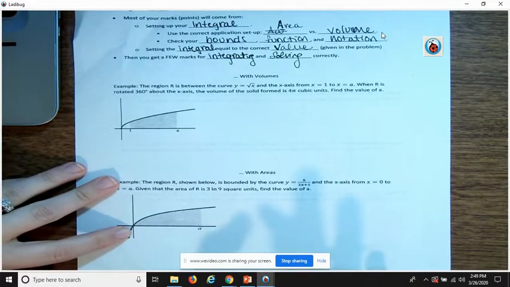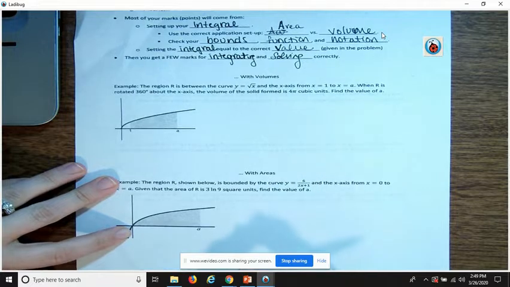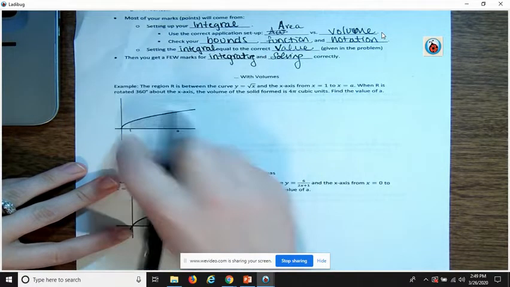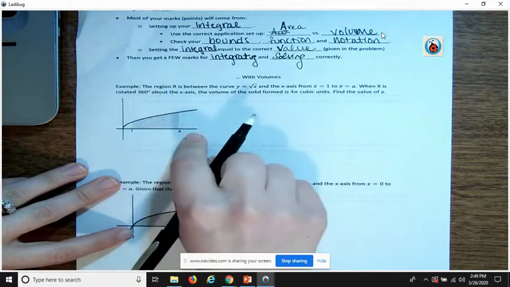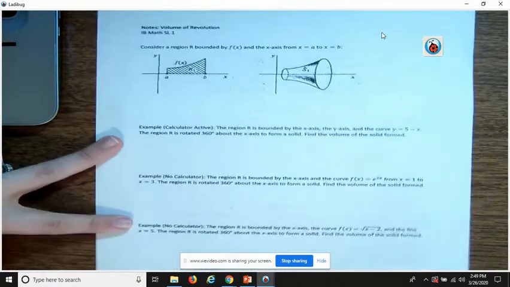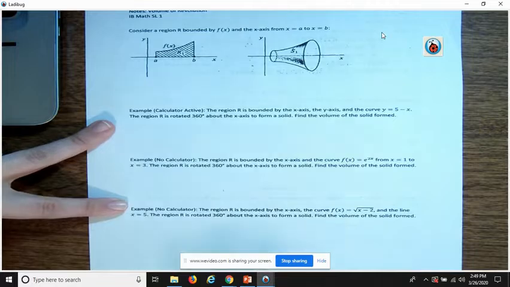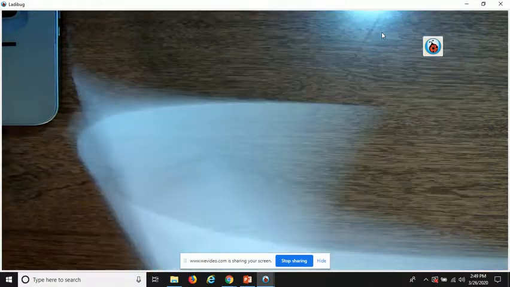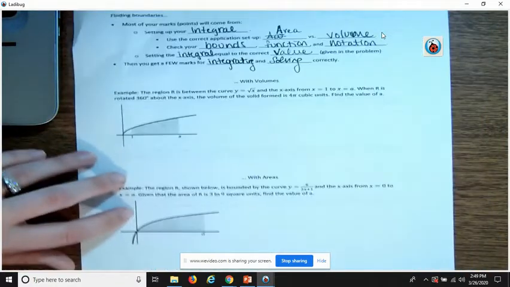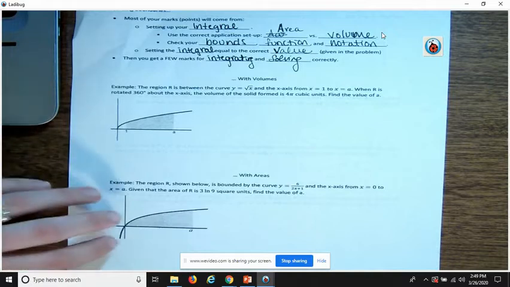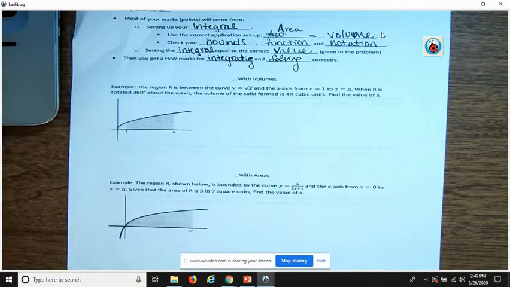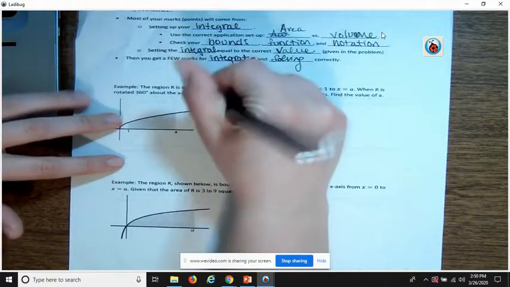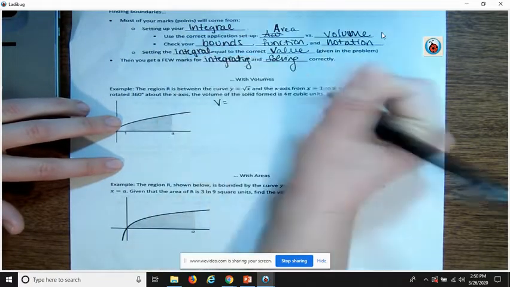It says the region R is between the curve y equals the square root of x, so this guy right here, and the x-axis from 1 to a. So I have the picture drawn out for you. On the back, none of the pictures for the examples are drawn out. You need to draw these pictures. These pictures are what is going to help you understand what function you're looking at. Okay, so we already have our picture drawn out. It tells us that the volume of the solid formed is 4 pi.